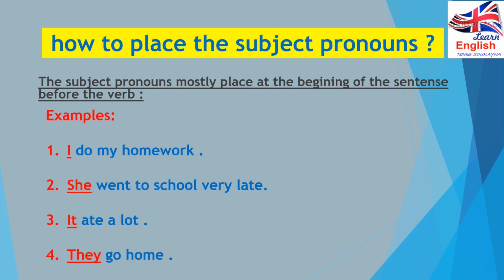So mostly غالبا ما يأتي هذا الضمير الفاعل في أول الجملة قبل الفعل. I do فعل, went فعل, ate فعل, go فعل, والسبجكت هو ضمير الفاعل ويأتي قبل الفعل. نعيد مرة أخرى. I do my homework. She went to school very late. It ate a lot. They go home.